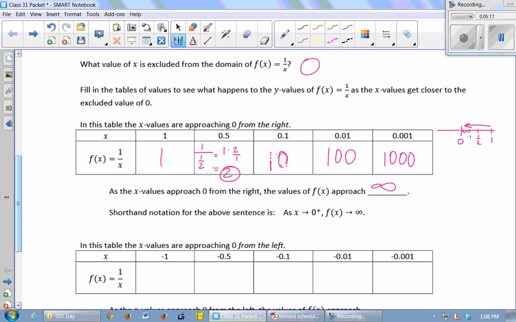So some shorthand notation for this English sentence that we wrote here. We said as the x values approach 0 from the right, so these x values are getting closer and closer to 0 from the right side of 0.